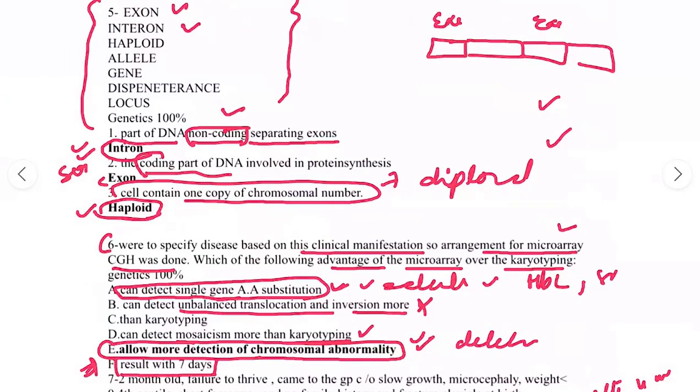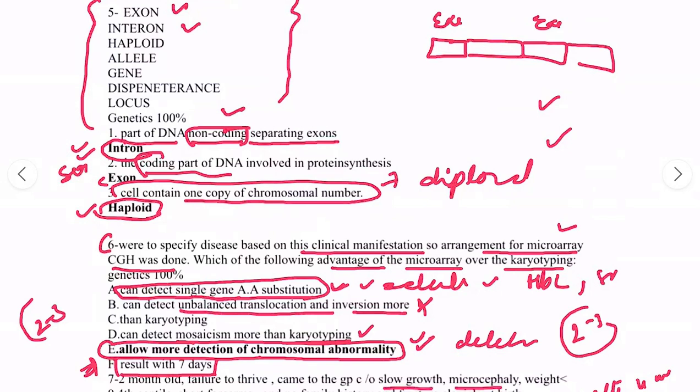Okay, I have taken this from Google. This usually gives results within 2 to 3 weeks. Karyotyping will give you a result after 4 weeks, and this will give results in 2 to 3 weeks. Okay, next question. A 2-month-old baby with failure to thrive came to the GP with a complaint of slow growth.